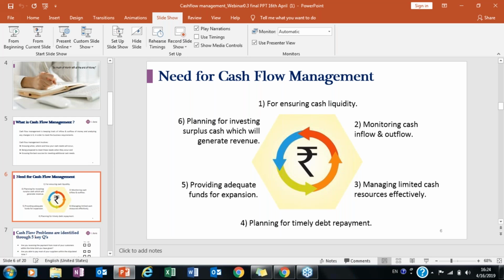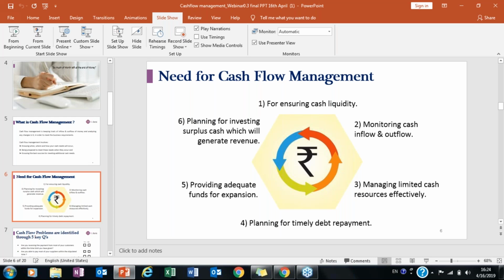You need to cater to other clients or other customers, but your cash is stuck with someone, or you have already given them the product or service, but the credit period is where you do not have the cash in hand. It is stuck somewhere. So the need for cash flow management is managing limited cash resources effectively.